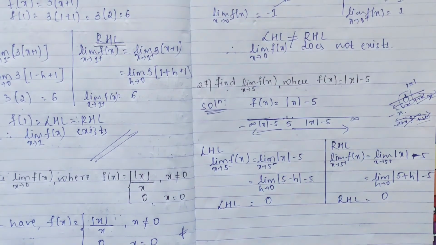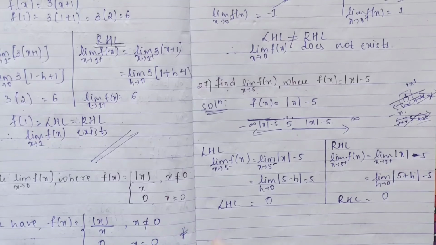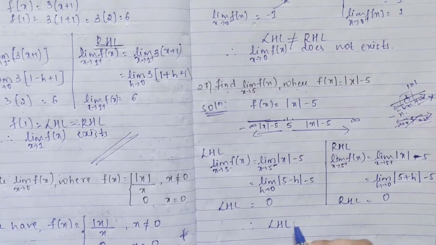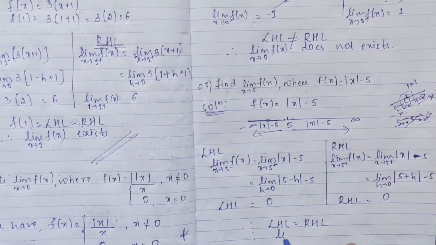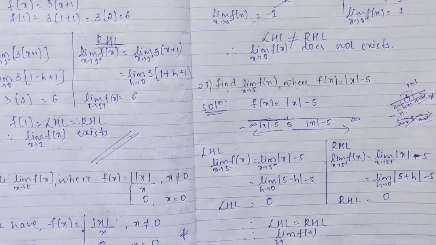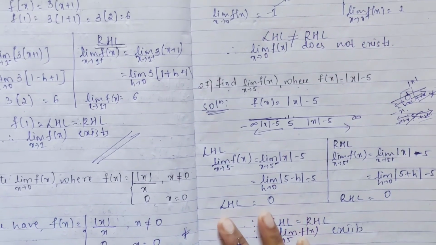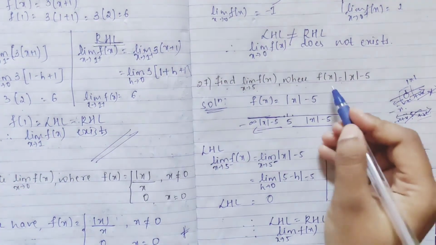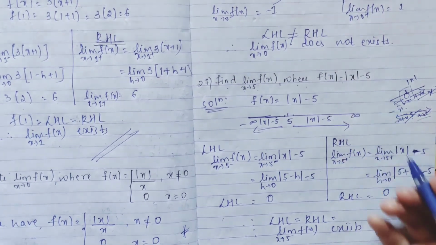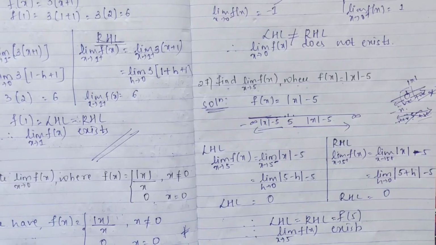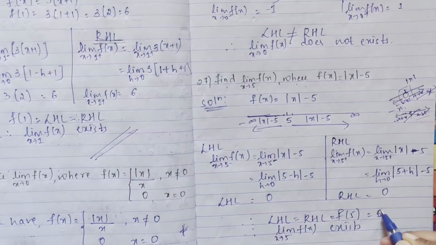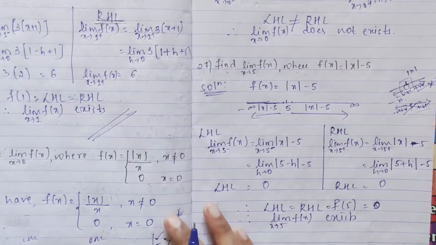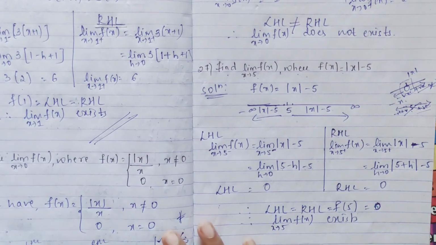So at 5 also we will check. Here you are getting LHL and RHL both 0, therefore LHL is equal to RHL, and limit f of x as x tends to 5 exists. If you check f of 5, putting mod 5 minus 5, you get 0. So f of 5 also has the same value, equal to 0. So the limit exists. I hope I am clear for you. This question is very simple.